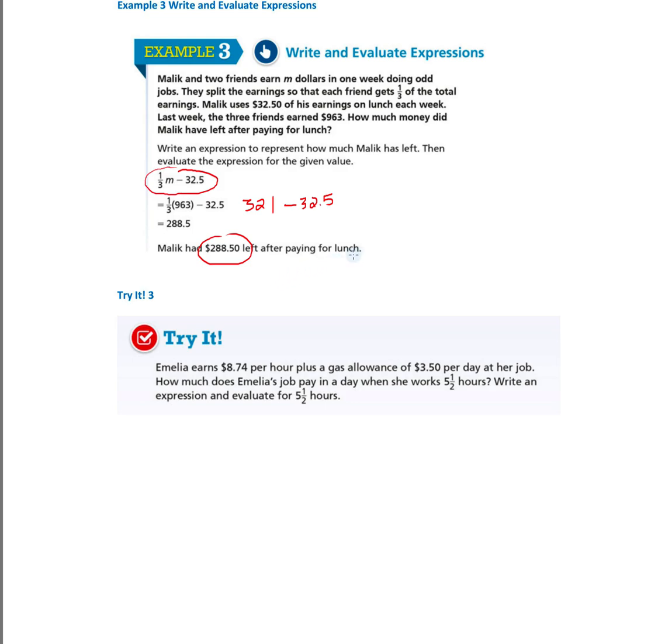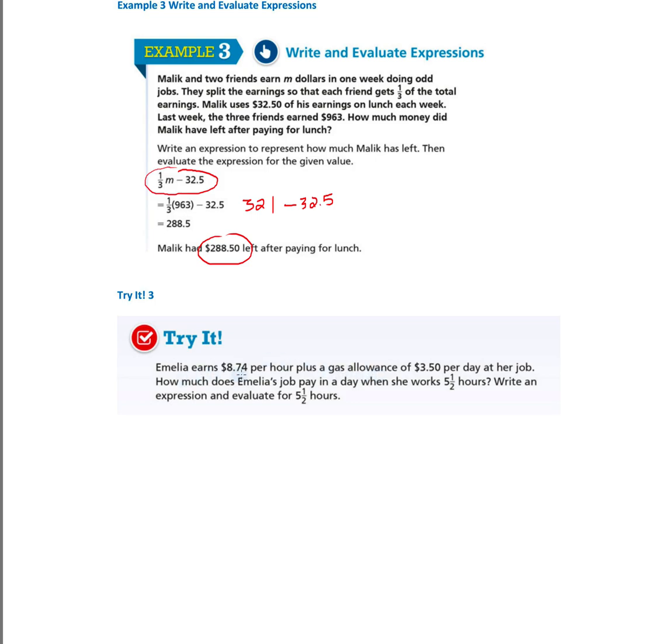So all 3 of them earned $963. Malik got 1/3 of that, so he got the 321, but then he had to spend $32.50 on lunches, so we take that away and he ends up with $288.50. So let's move on to the try it number 3, and again, try to pause the video and see if you can do it on your own before I work it out.